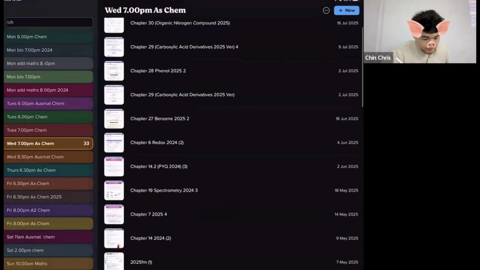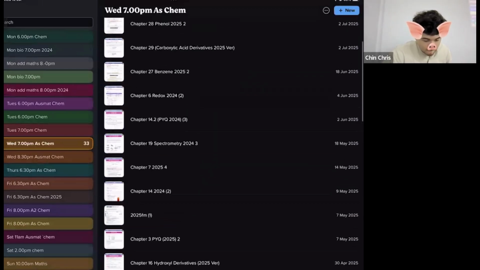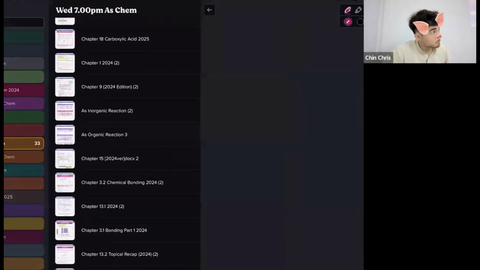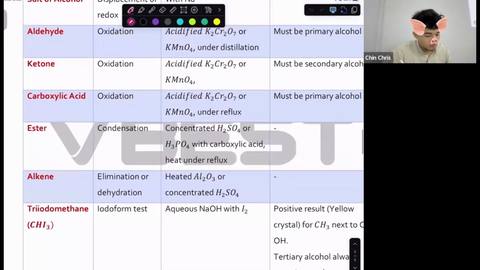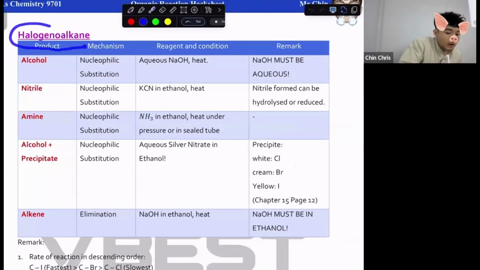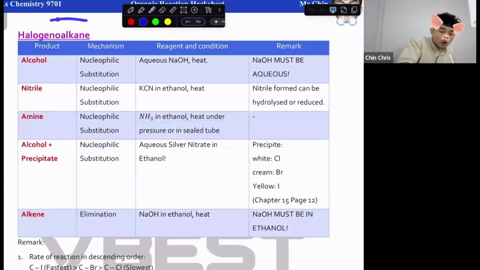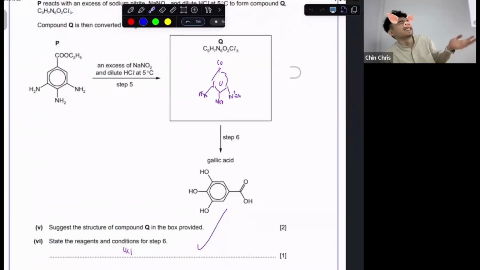If you look at your organic hack sheet, where's my organic hack sheet? From a halogenoalkane turn into amine: nucleophilic substitution, in ethanol, heat under pressure or in a steel tube. That's it. So halogenoalkane to amine, nucleophilic substitution.